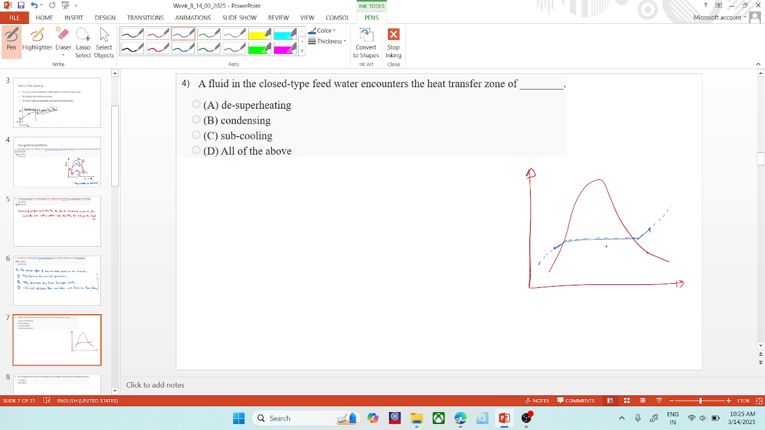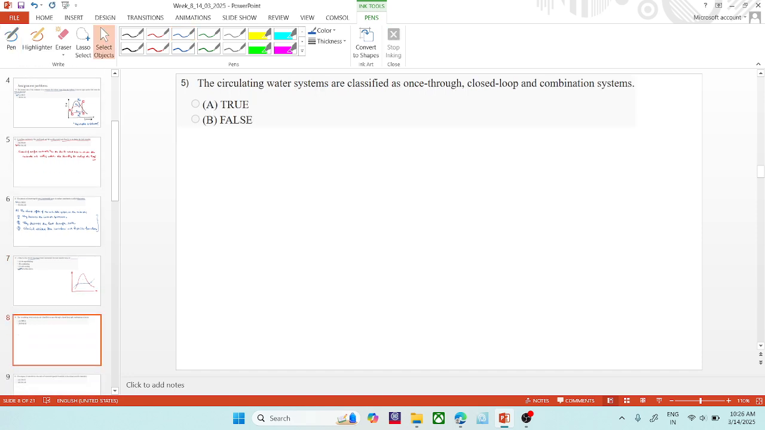De-superheating, condensing, and subcooling. Some stream will go like this. So in the closed feed water heater system, the water encounters the heat transfer zones of desuperheating, condensing, and subcooling, all of them. So here option D would be the correct option.